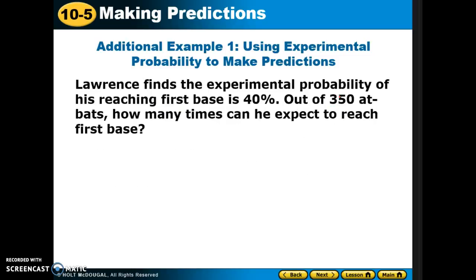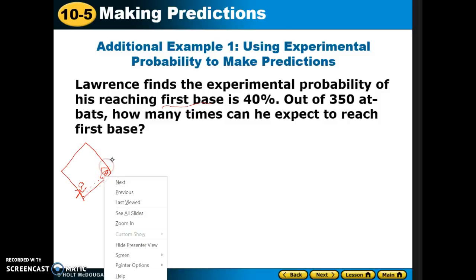Let's look at an example. We got this bloke, his name is Lawrence, really nice guy. He finds the experimental probability of his reaching first base is 40%. So first base, this is baseball here, we're talking baseball. We have a little diamond, that's our baseball diamond. This here is first base. So we have Lawrence, he's the batter. The probability of him getting to first base is 40%. And he wants to know out of 350 at-bats, how many times is he going to get to first base? Can he expect to? Like on average, what would we expect him to get?